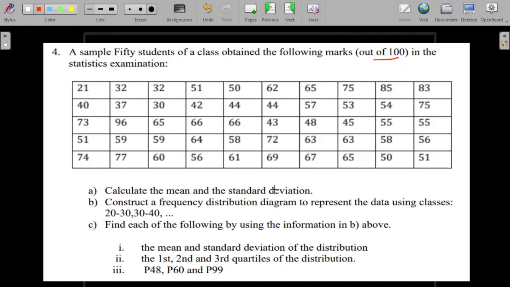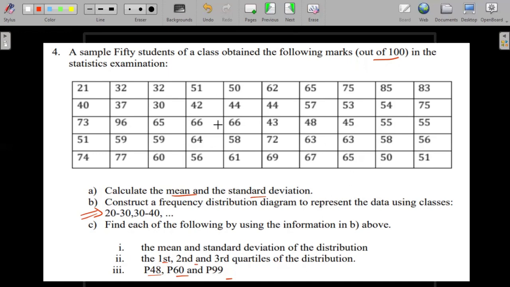Okay, so here, this data, we need to group it. Okay, so you can't find the mean and the standard deviation without, first of all, grouping the data. So what we are going to do here is, the first step, we're first going to construct the frequency distribution using these classes. And then from there, that's when we can calculate the mean and the standard deviation, the first, second, third quartiles, and these percentiles here. So we have the 60th percentile, 48th percentile, and the 99th percentile.